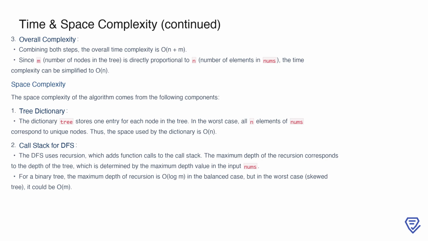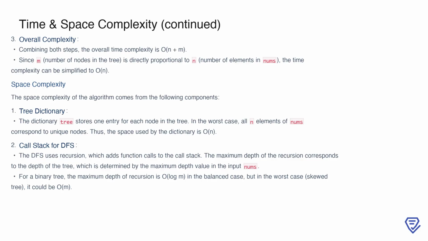Next, let's consider the space complexity. The first contributing factor is the tree dictionary. This dictionary stores one entry for each node in the tree, and in the worst case, all n elements of nums correspond to unique nodes. Therefore, the space required for the dictionary is O(n).